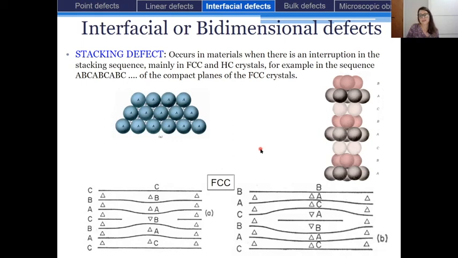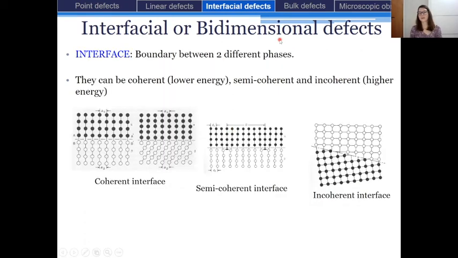And we can also have such kind of defect in HCP crystals and so on. So it's another kind of bidimensional defect. And finally, there are interfaces that are boundaries between two different phases, which means these two phases have different composition and different crystal structure. At this interface, we can have a coherent, semi-coherent, or incoherent interface.